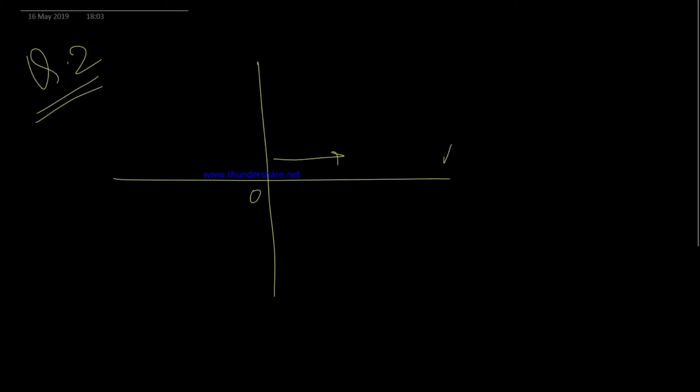Question number 2. In this question, a particle starts from the origin and goes to a point plus 20 meters in the positive x direction, and then it goes to minus 20 meters, which is the point B, in the negative x direction. We need to find the distance and displacement of the particle during this trip.